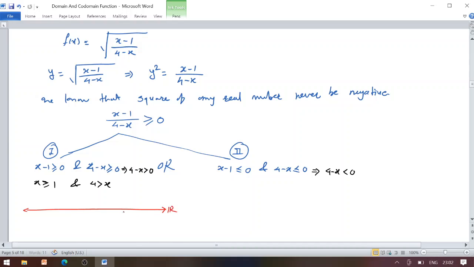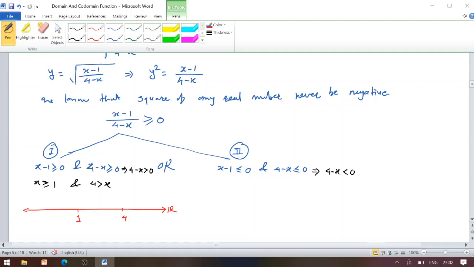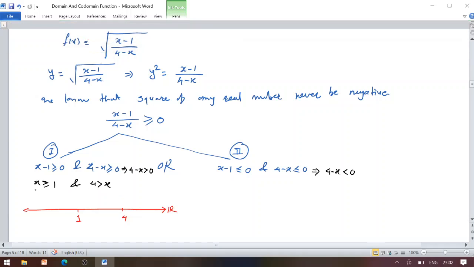So consider a real number line. On it somewhere we have a 4 and somewhere we have a 1. We require only the two numbers. So 1 lies left of 4, or 4 lies right of 1. So for the first inequality, x is greater than or equal to 1, so 1 is included in the interval and whatever real numbers lie just right of 1 are greater than or equal to 1. Whenever 4 is strictly greater than x, we can write it as x is strictly less than 4. So 4 is not included in the interval and whatever real numbers lie just left of 4 are strictly less than 4.